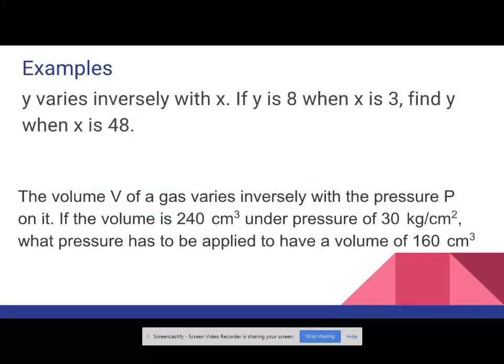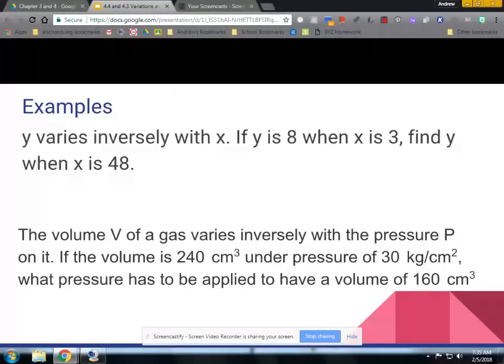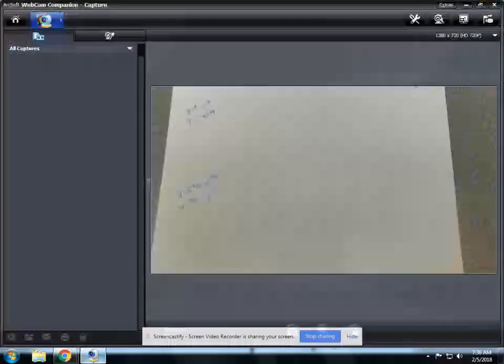So here are two examples, again, very similar to what we were just doing. Y varies inversely with x. If y is 8 when x is 3, find y when x is 48. We just solved them like that, except with a direct variation. The next one here is more of a real-world situation. The volume of gas varies inversely with the pressure that's applied on it. And they tell us the volume under a pressure of 30 kilograms per centimeter squared. And they ask what the pressure would have to be to have a volume of 160 centimeters cubed. So let's look at that first one first.